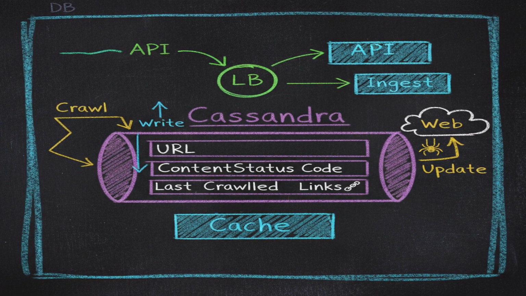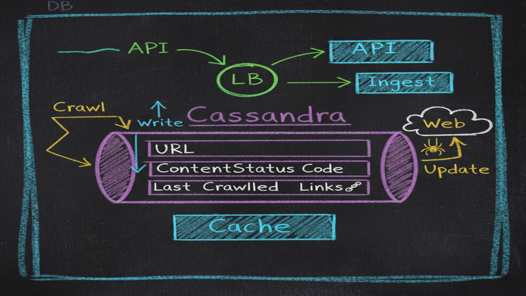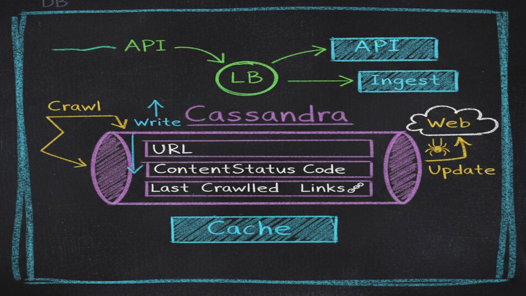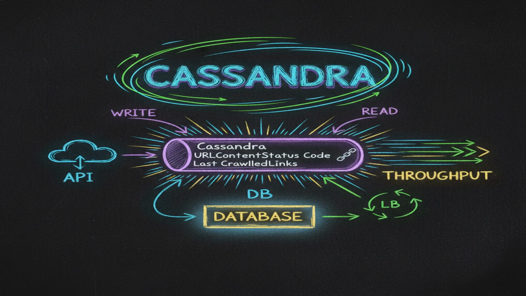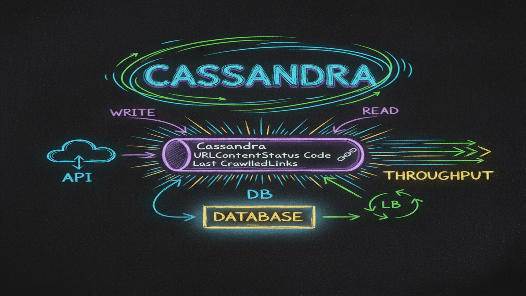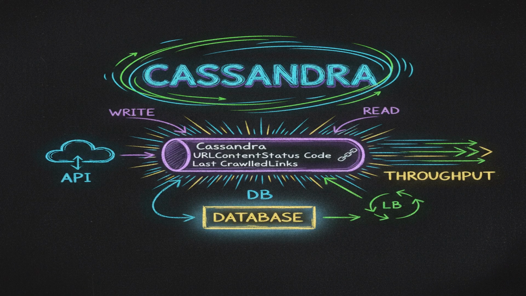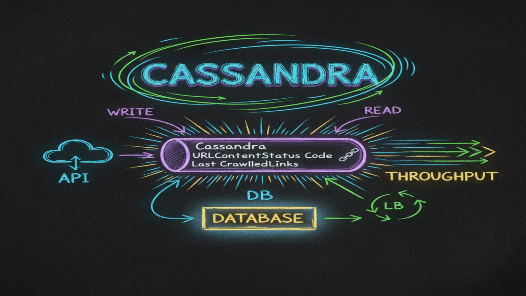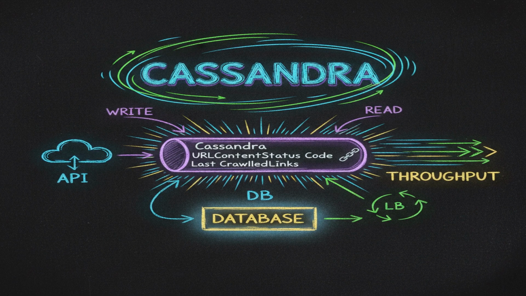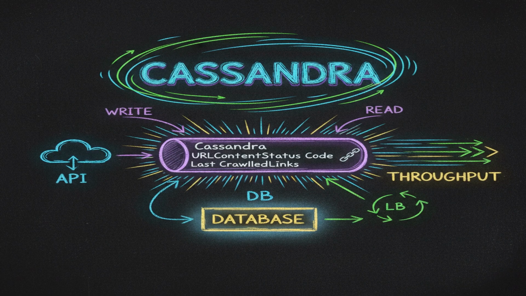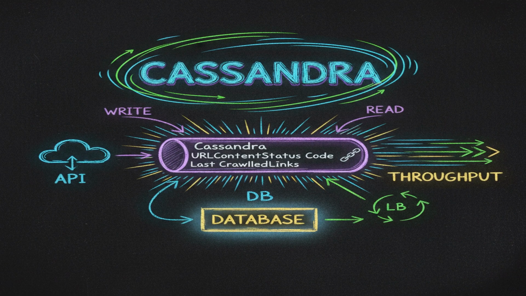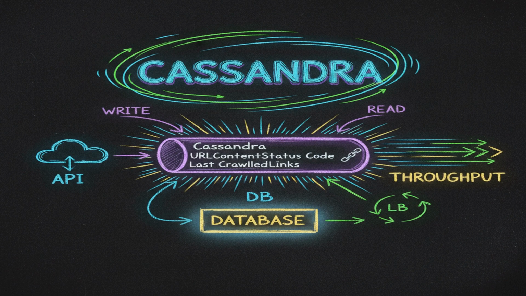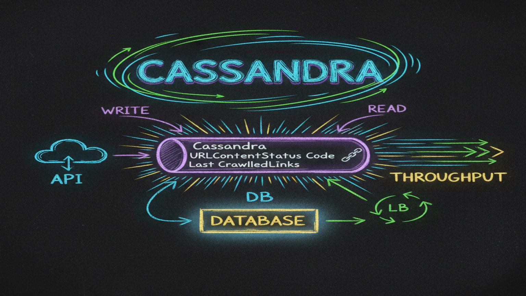We need to store crawled content, extracted links, and metadata. What database should we choose? While a relational database like Postgres could work, a NoSQL database like Cassandra is better suited for the high write throughput of a web crawler. We use Cassandra because it's designed for high write volume and scalability. The schema might include fields like URL, content, HTTP status code, last crawl date, and extracted links. Deduplication is crucial to avoid indexing duplicate content.